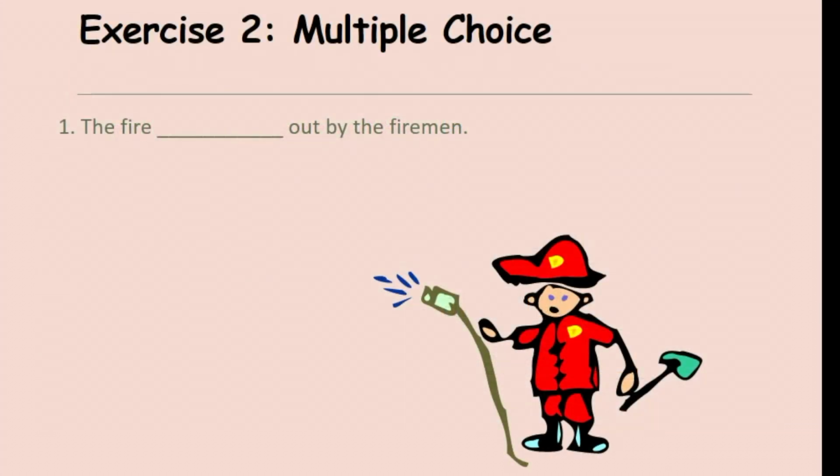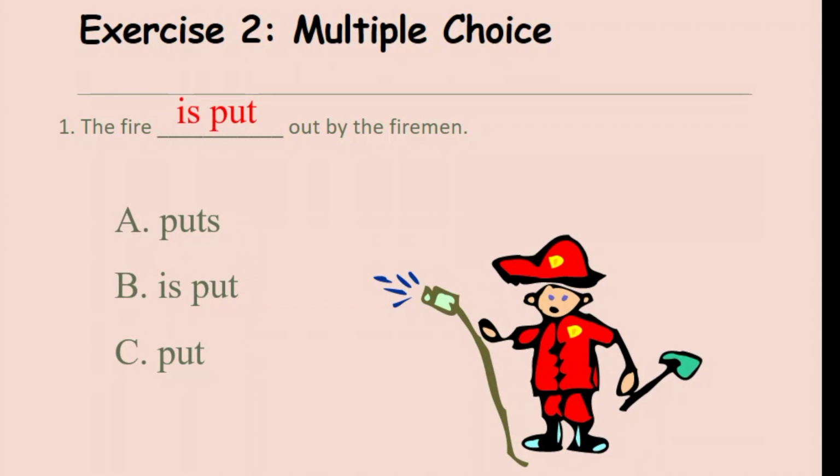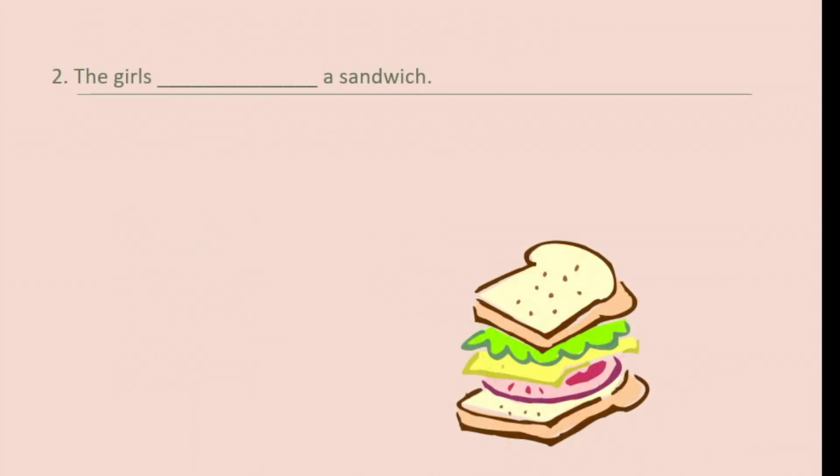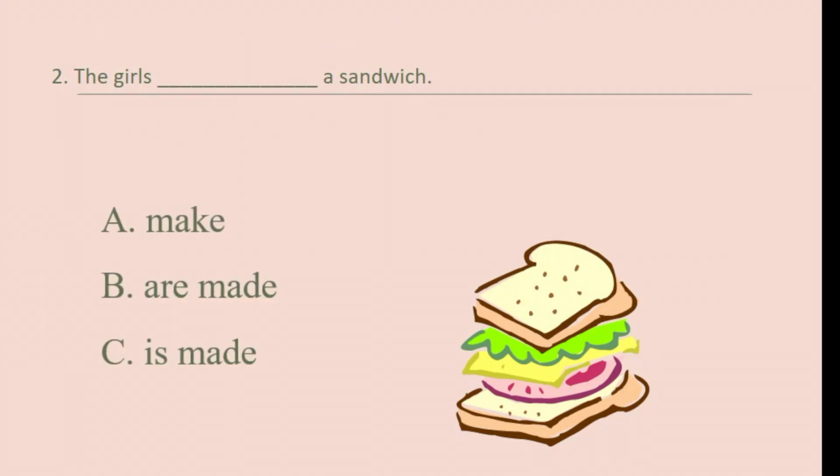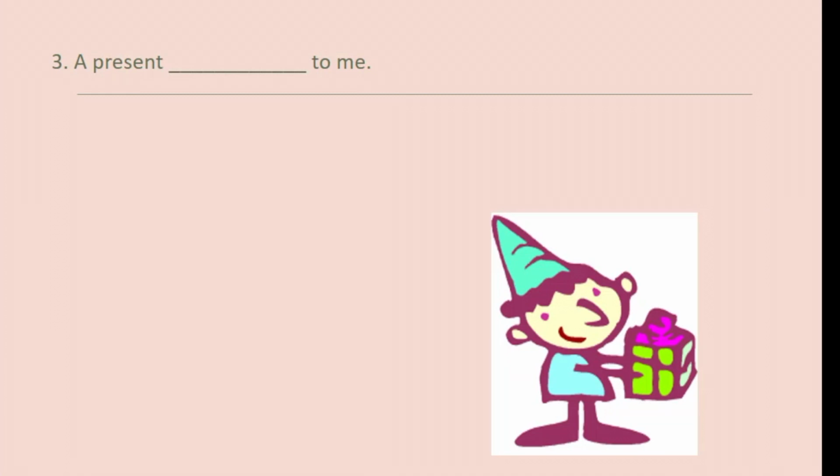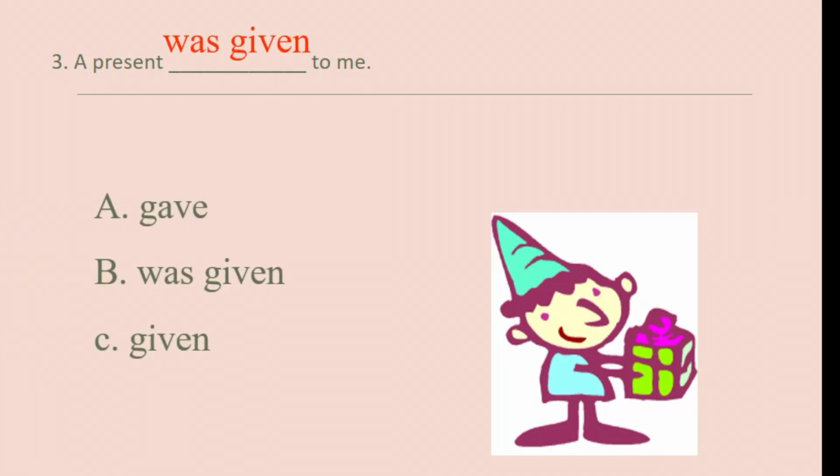Now let's move on to the multiple choice exercise. The fire, yes, the fire is put out by the firemen. Correct. The fire is put out. Number two, the girls, yeah, the girls make a sandwich. Make. Okay. Number three, the present was given to me. Was given to me. Correct.